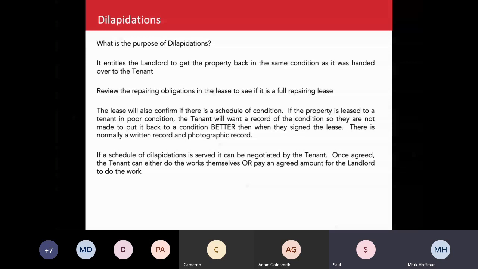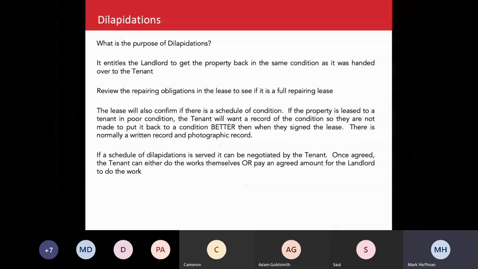So, what do you do? You review the repairing obligations in the lease to see if it's full repairing and insuring. The lease would also confirm if there's a schedule of condition. Now, when do we have a schedule of condition? A schedule of condition is attached to a building which is in poor condition. So in other words, if there is damp, if there is evidence of water penetration, perhaps the pointing needs to be improved, replaced, the windows are shot, there's woodworm, whatever.